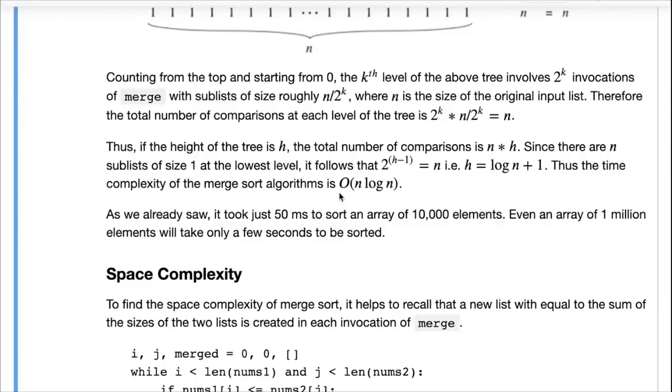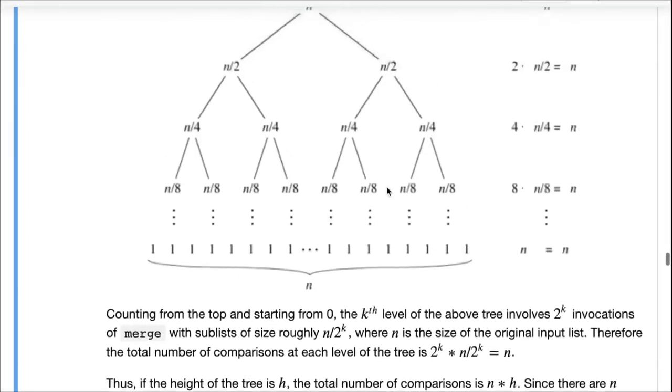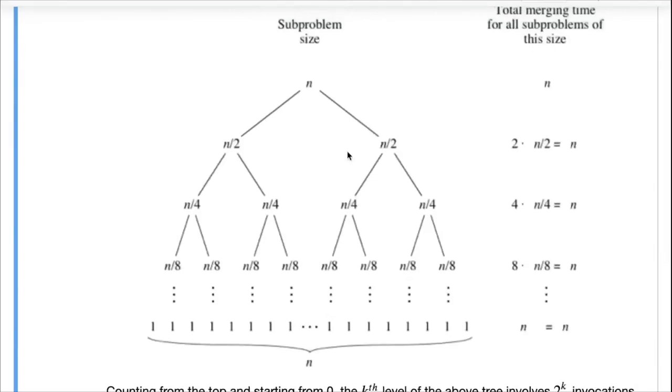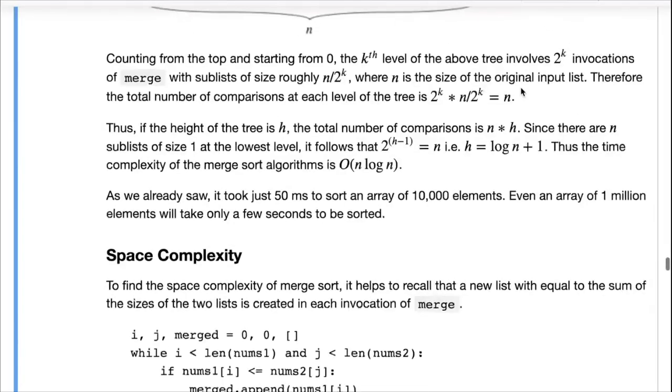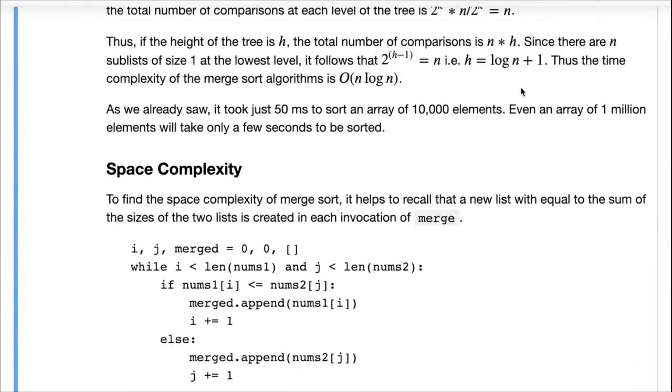Okay. So the complexity of merge sort is n log n, and you get it by drawing this subproblem tree and realizing that you get a subproblem tree of height log n or log n plus 1. And at each step, you perform a merge operation or multiple merge operations totaling to n comparisons. So n times log n is the complexity of merge sort.